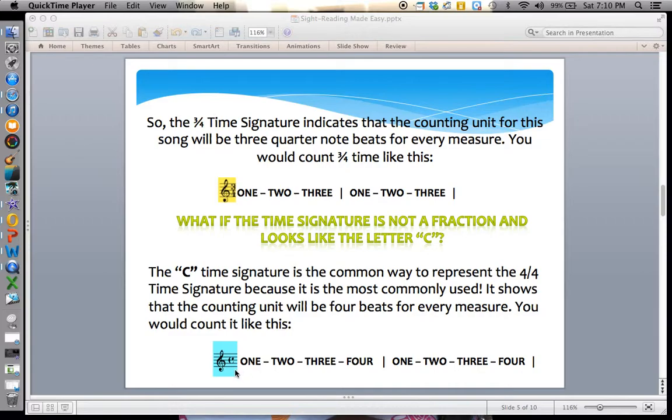We're going to count up to 4 in every measure. Here's our first measure: 1, 2, 3, 4. Here's the second measure: 1, 2, 3, 4. So we counted up to 4 in both of these measures.